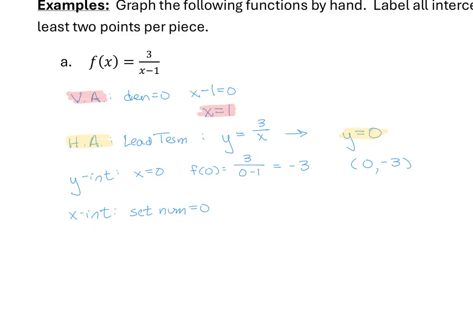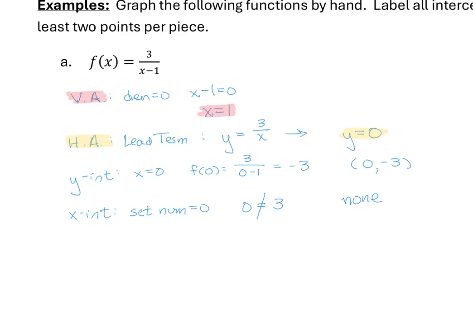Equal to 0. And, well, if we set the numerator equal to 0, what we get is 0 equals 3. And that is not a true statement. We cannot solve it. And so what this means is we have no x-intercepts. All right, we're going to go ahead and start with this for our framework.